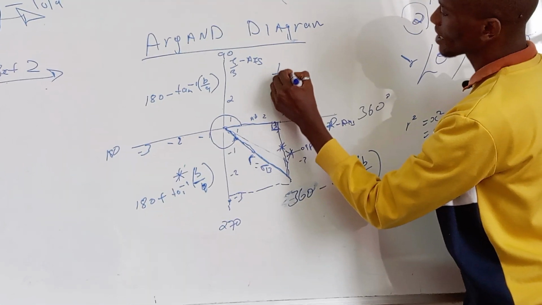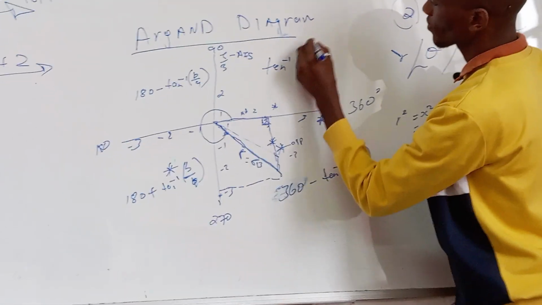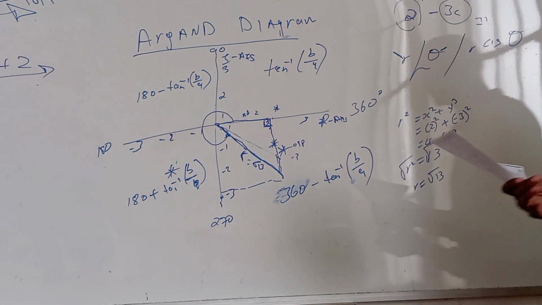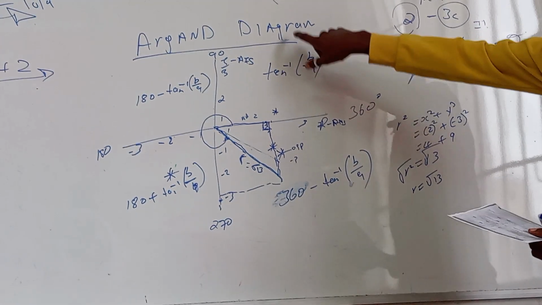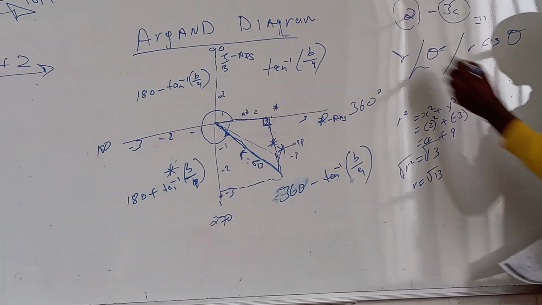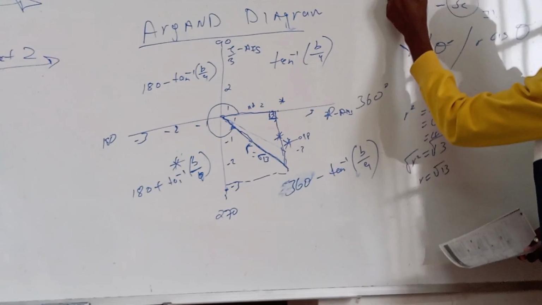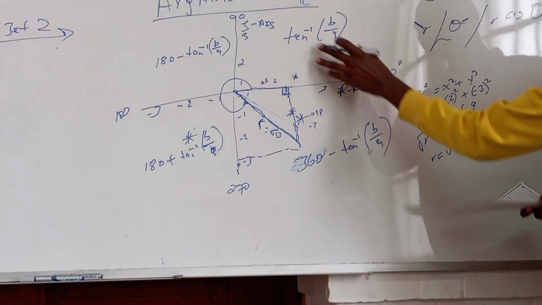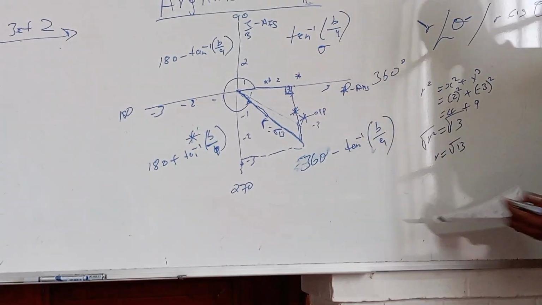If it's here, it's just simple. You just take the value of B. What is the value of B? This is the value of B. This is 3, and this is the value of A, right? So you use the calculator, you can find the modulus there, right?